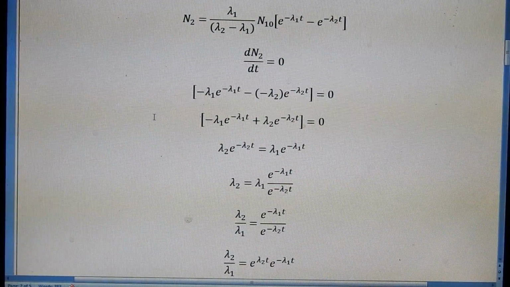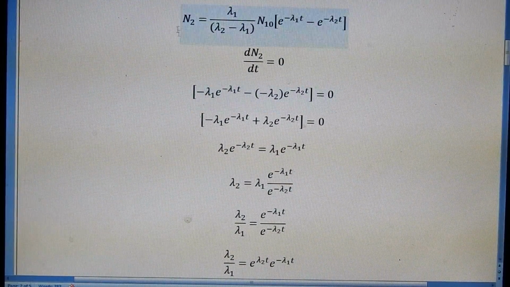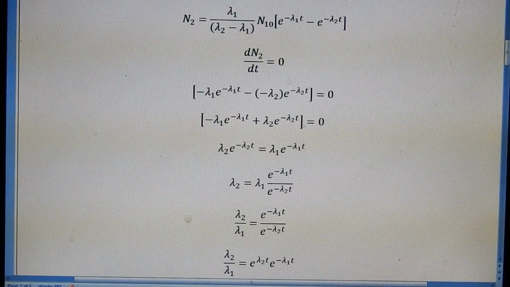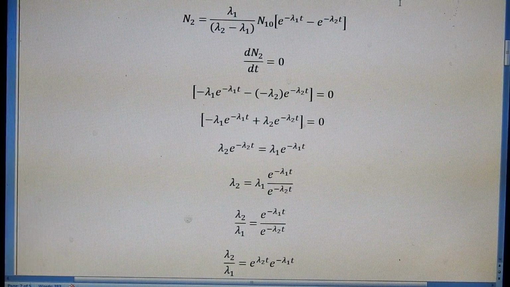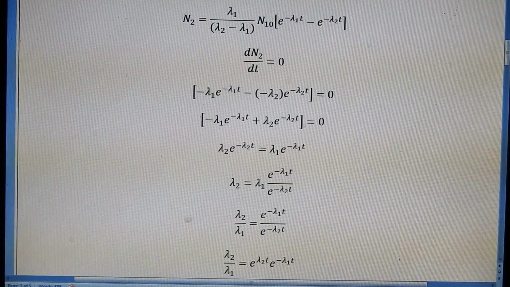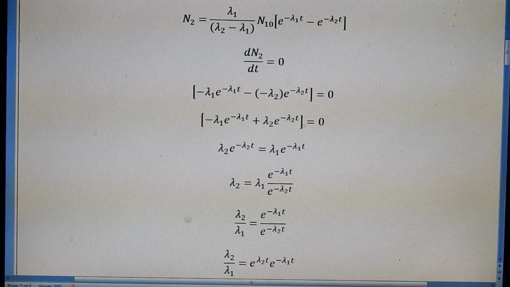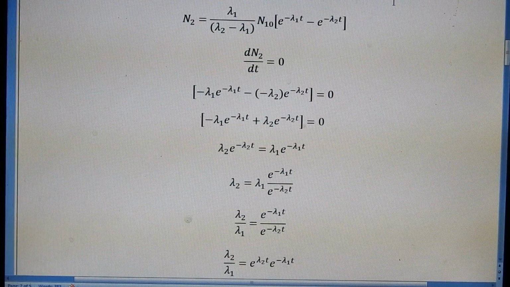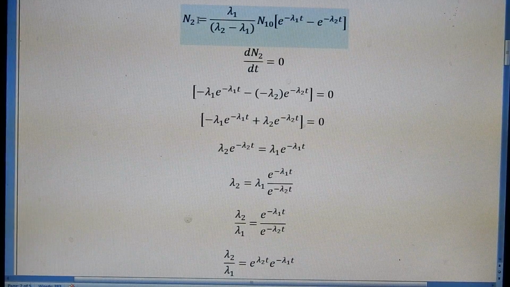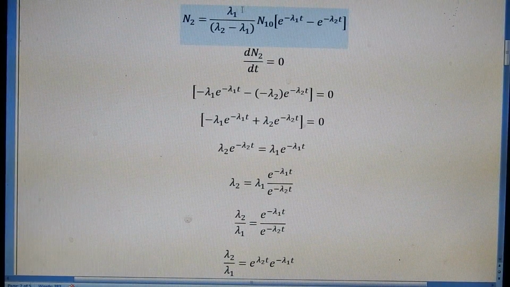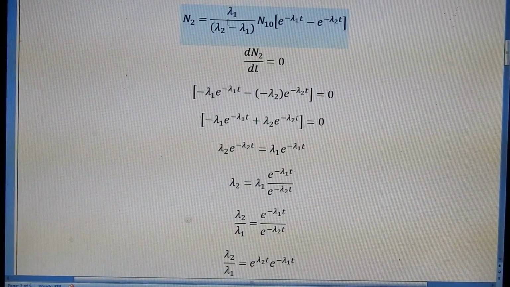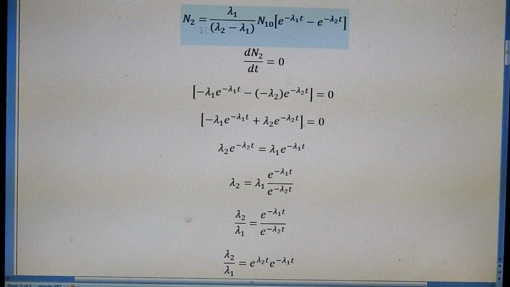The question asks for the time after which the activity of radionuclide A2 reaches its maximum value. So N2 should be maximum. When is it going to become maximum? That means the total number of nuclei of A2 becomes maximum, that is what is being asked.